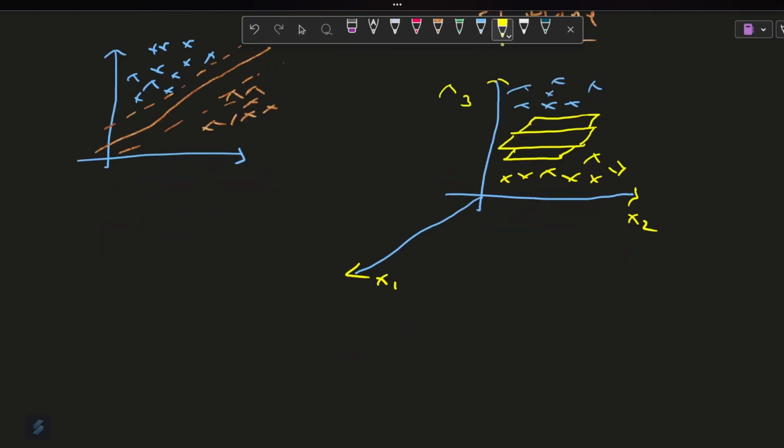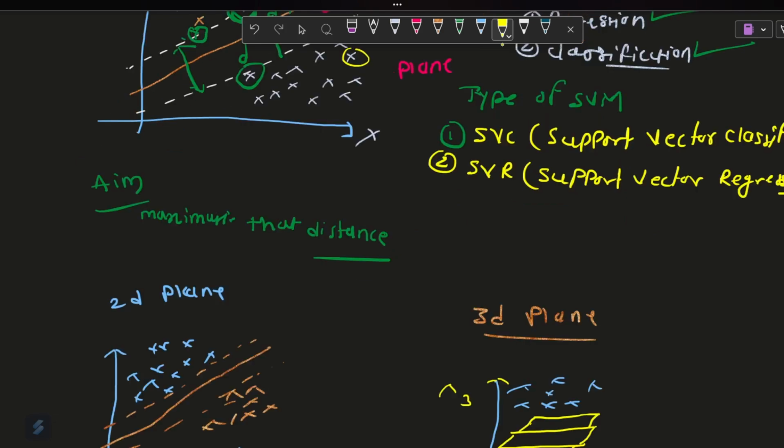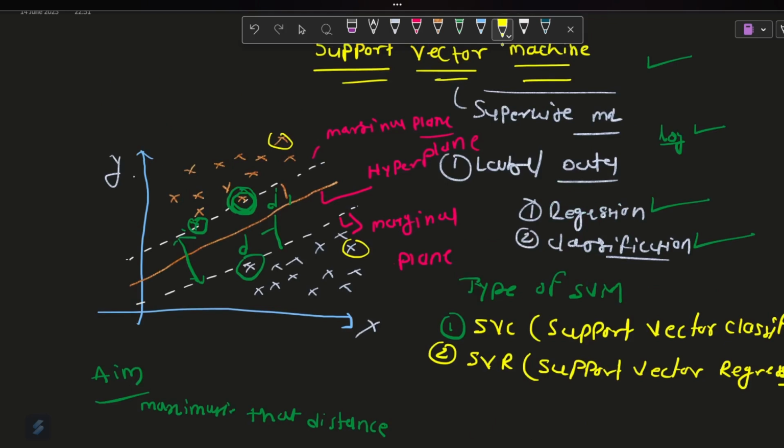In the next video, we will understand what soft margin and hard margin are. Because in real-world datasets there are some problems, such as overlapping data between the marginal planes. That's why we will learn soft margin and hard margin in the next video.